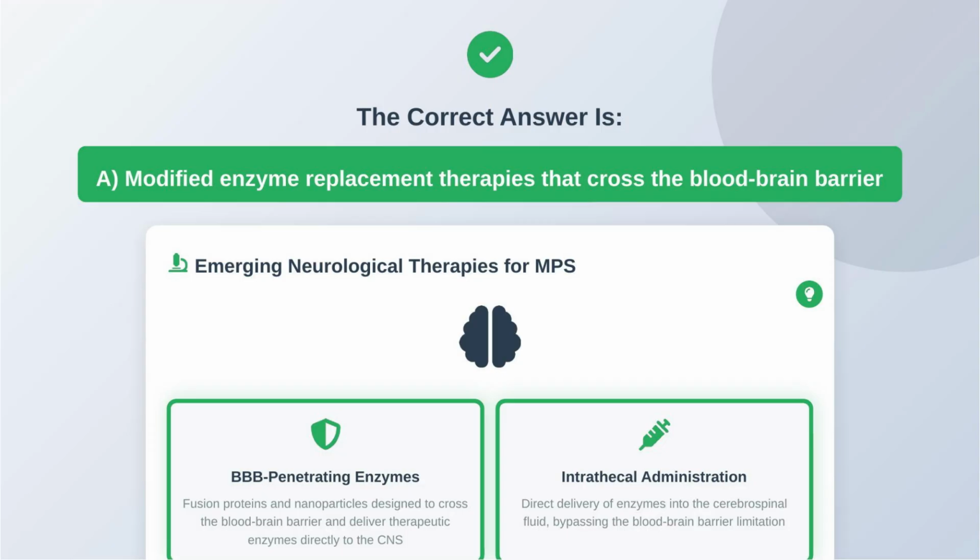Modified enzyme replacement therapies designed to cross the blood-brain barrier represent the most promising emerging approach for addressing neurological manifestations of MPS. Current conventional enzyme replacement therapy cannot effectively penetrate the central nervous system. Novel approaches include blood-brain barrier penetrating enzymes using fusion proteins or nanoparticles, intrathecal enzyme administration, gene therapy approaches, and small molecule chaperones. These innovations aim to overcome the limitations of current therapies, including limited CNS penetration and uneven tissue distribution.